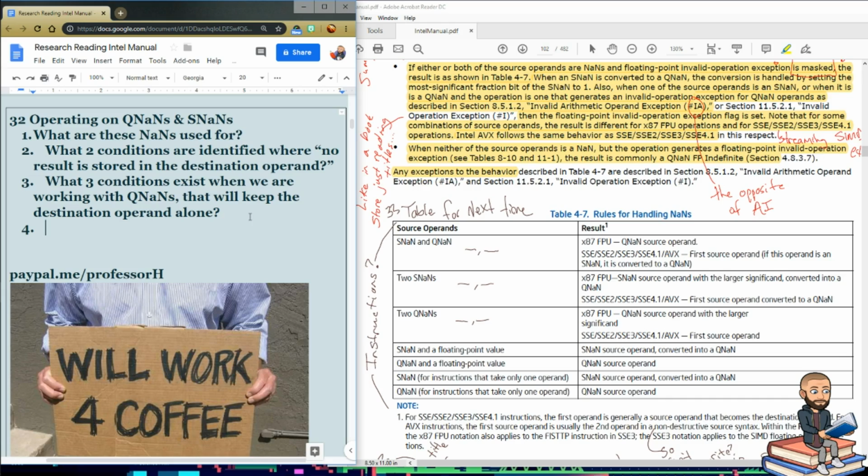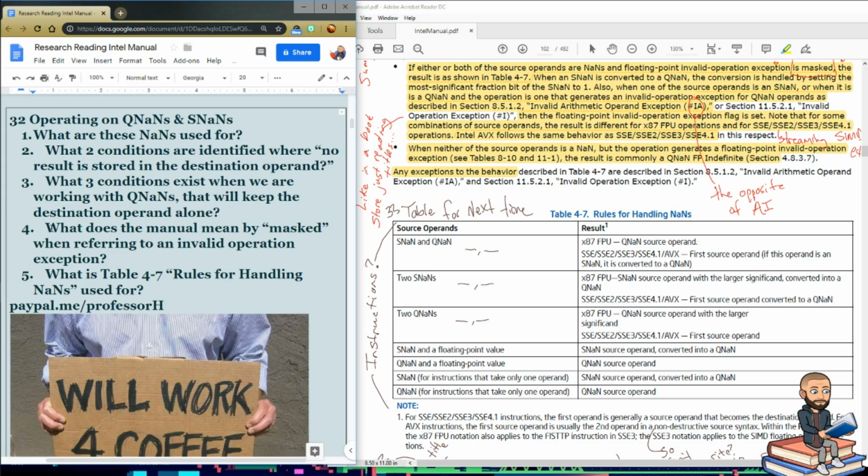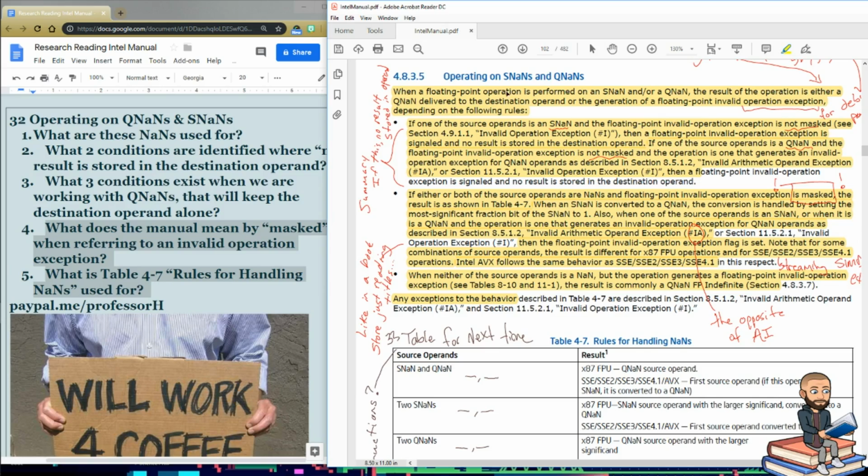Okay, we don't have too many questions here, so let's just make some up to finish the video. The last two questions: what does the manual mean by masked when referring to an invalid operation exception? That's a question I genuinely don't know the answer to. But this last one is relatively straightforward. Table 4-7 is titled Rules for Handling NaNs. What could this table be used for? So that's operating on SNaNs and QNaNs.